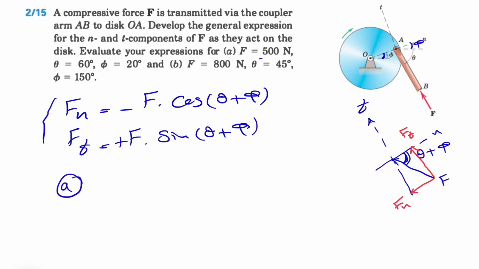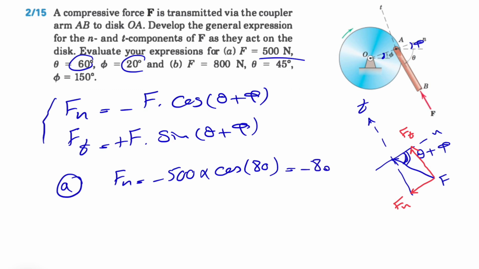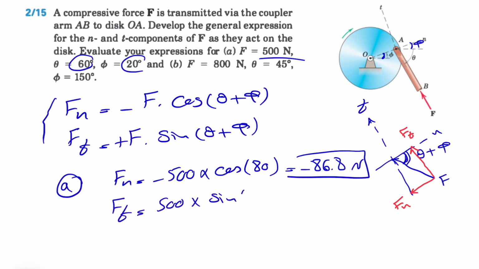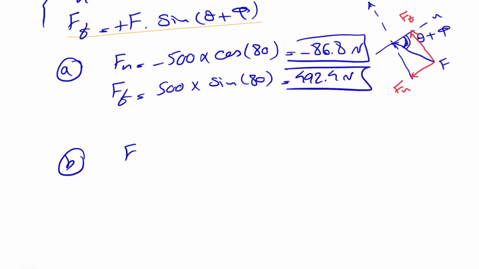So for the A part, we have F of 500, so minus 500 times cosine of 60 plus 20, which is 80, and that's going to give us minus 86.8, and all the forces are in Newtons. And our Ft will be 500 times sine of 80 degrees, and we will get 492.4 newtons. So that was the A part of the question.